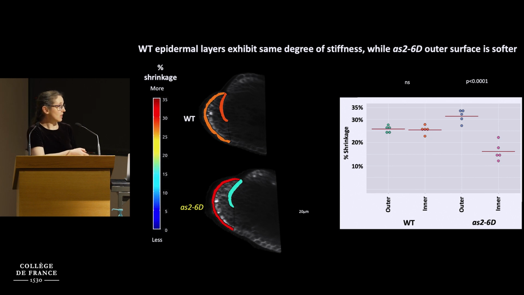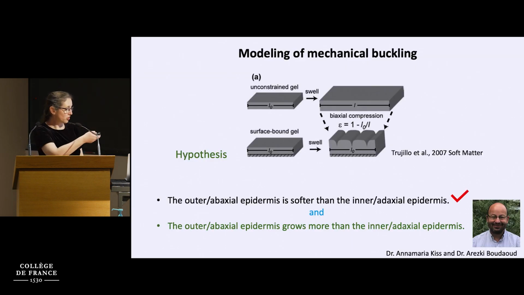You can see the quantification here. The outside is softer, more shrinkage is softer, than the inside. And that also fits with our model. Our model is that the outside needs to be softer to get this buckling to happen because the inside's like that stiff layer we have. Okay, so check. The outer side is softer than the inside. How about the growth?